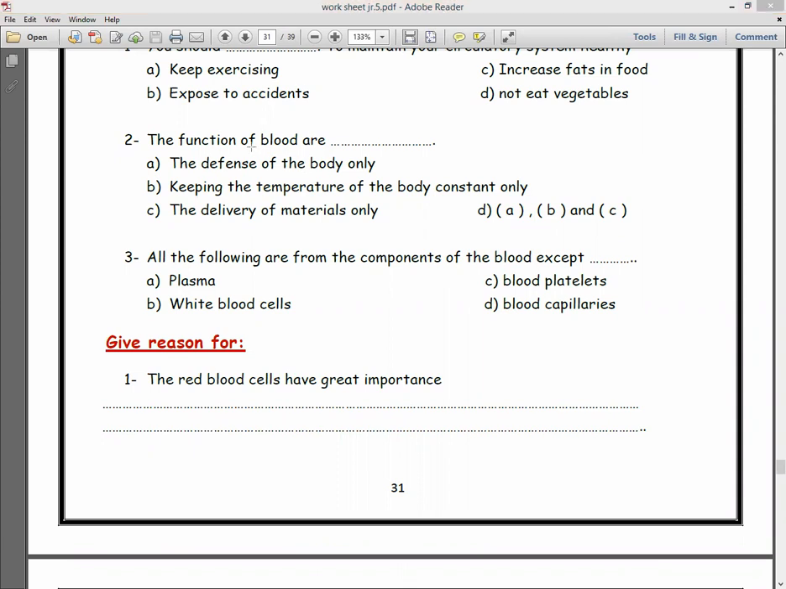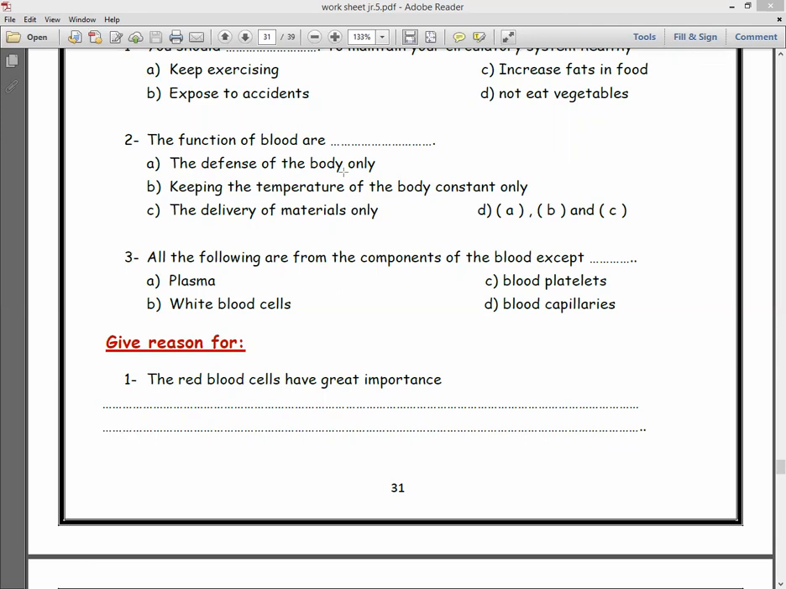The functions of blood are what? Defense of the body only? Or keeping the temperature of the body constant only? Or delivery of the materials only? Or A and B and C? A and B and C, because the function of the blood is defense of the body by the white blood cells. The blood consists of red blood cells that carry the gases and the plasma that carries the food and wastes. So they deliver the materials.